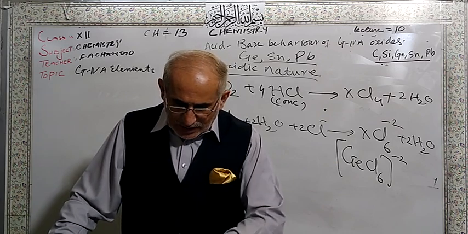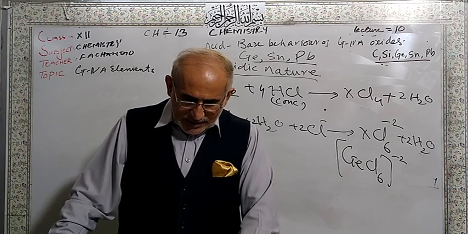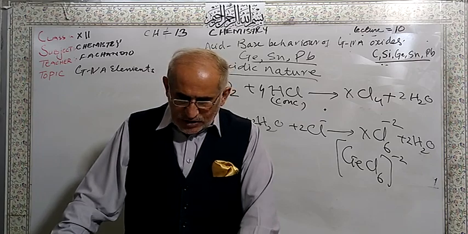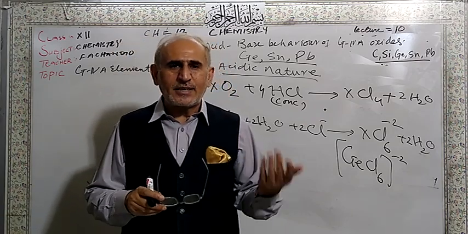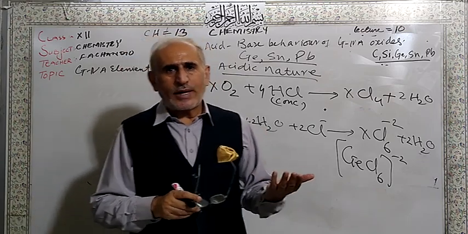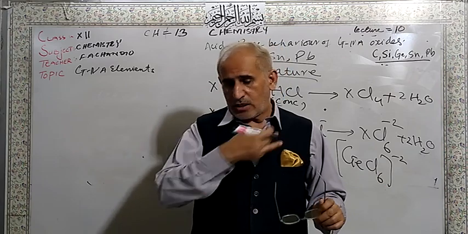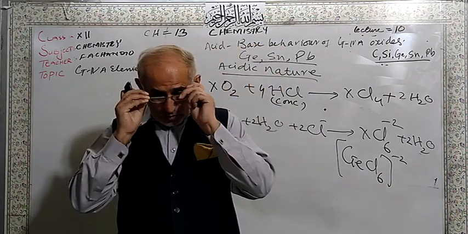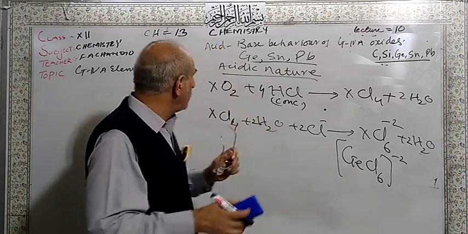This is also given here as the same point, an effect of preferred oxidation state. Lead positive 2 is more stable than positive 4. That's why lead tetrachloride decomposes into lead dichloride with evolution of chlorine gas, as you see in the chemical equation given. Now this is the basic nature, acidic.